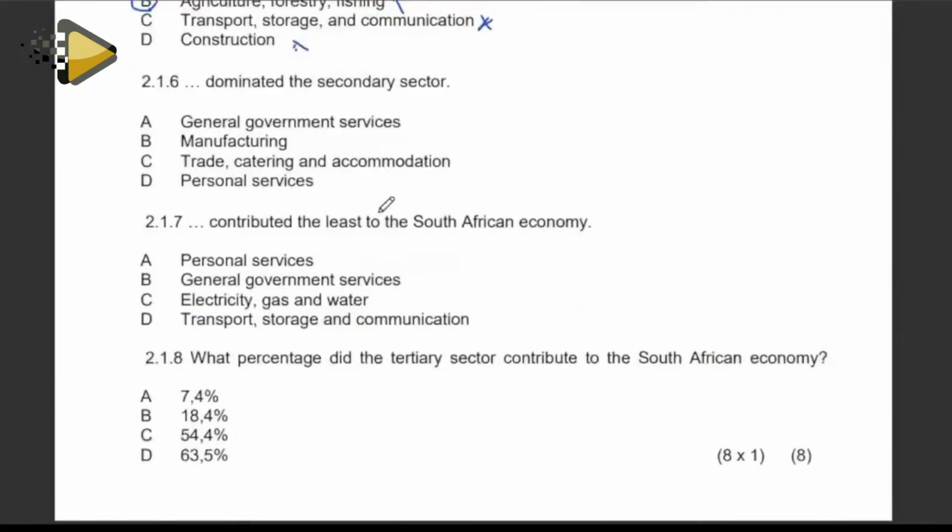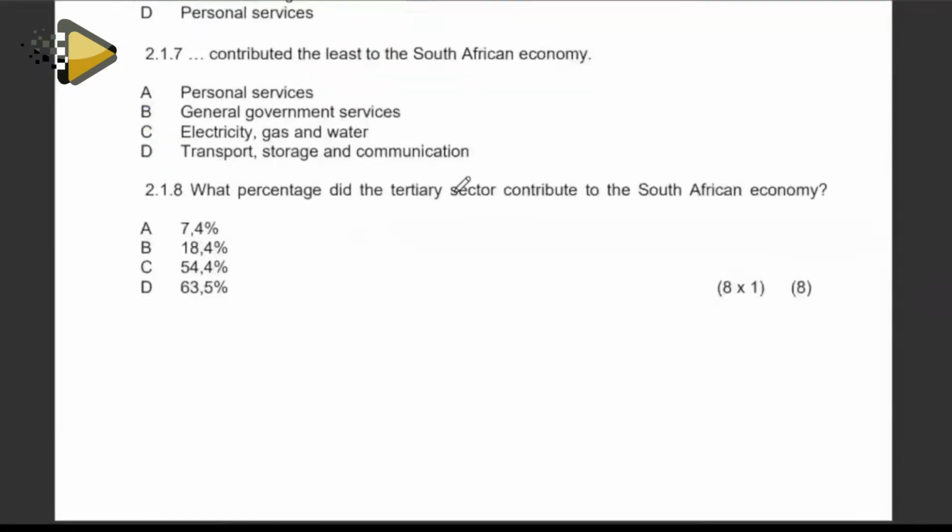Number 216. Dash dominated the secondary sector. What dominates the secondary sector? Automatically, government services is out. Manufacturing, trade and catering. This is tertiary, and personal services is not secondary. So automatically, manufacturing is the correct response.